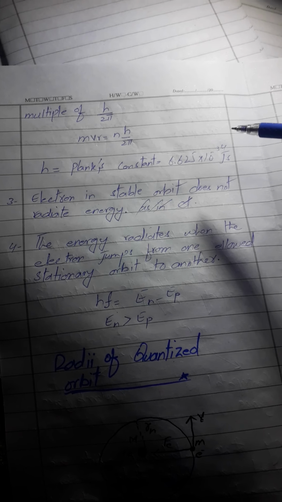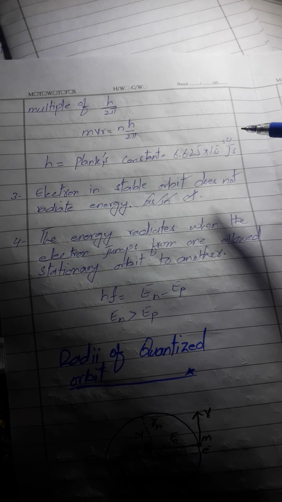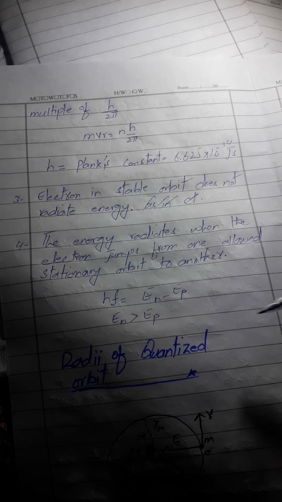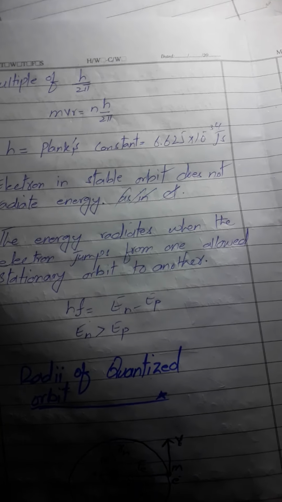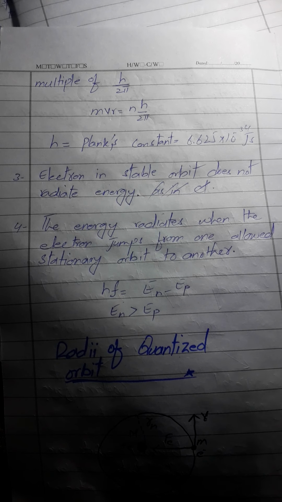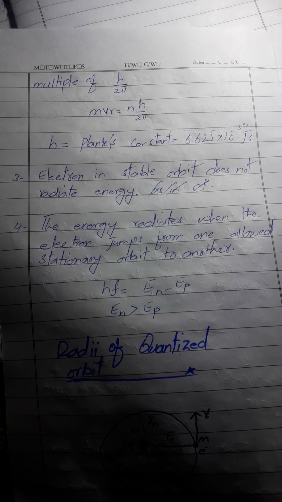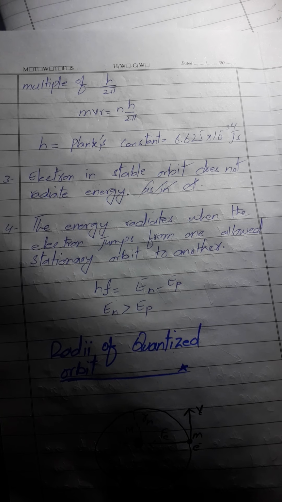So the third postulate is that an electron in a stable orbit does not radiate energy. Because as long as the electron is stable and revolving inside the orbit, it will not radiate energy. It can absorb energy and go to a higher orbit, but it cannot radiate energy. And the fourth one is that energy is radiated when the electron jumps from one allowed stationary orbit to another. When it jumps from one allowed orbit to another allowed orbit, then it will radiate energy. Otherwise, while staying in a single stationary orbit, it will not radiate any energy.